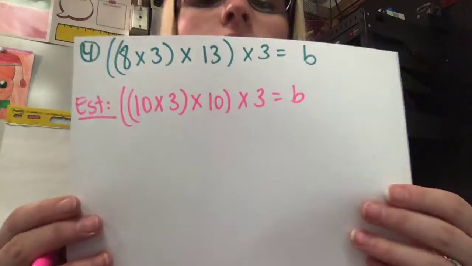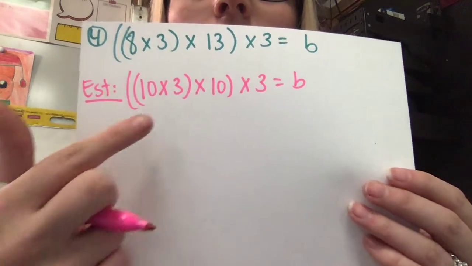Okay? Let's focus in on our estimation first. So let's round some of these things up. I'm going to round that 8 to a 10. So I'm doing 10 times 3. And then I'm going to round that 13 also to a 10. And then I'm going to keep leaving the 3 though. Okay, so here's my estimation equation. So 10 times 3 I can do in my head. That's just 30.